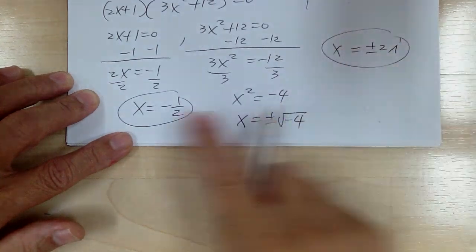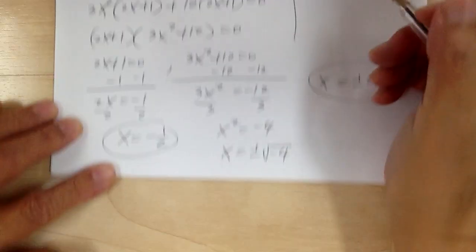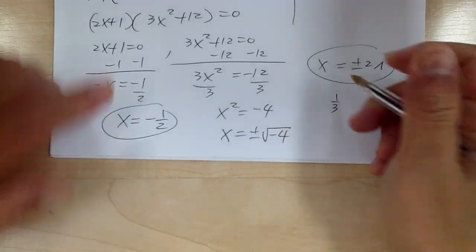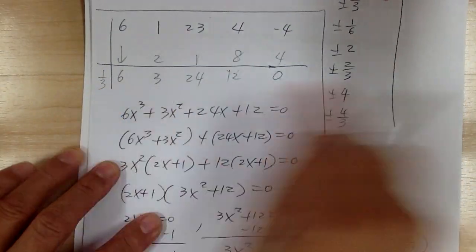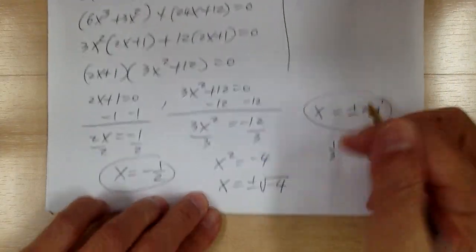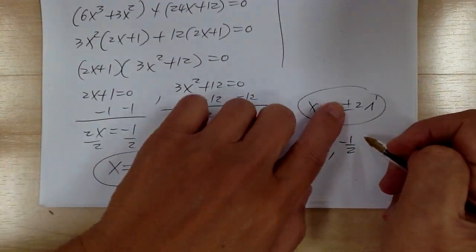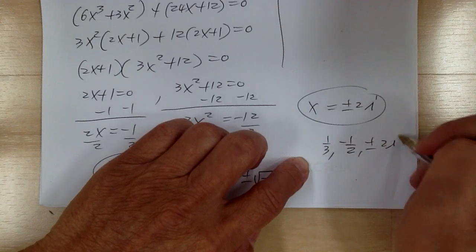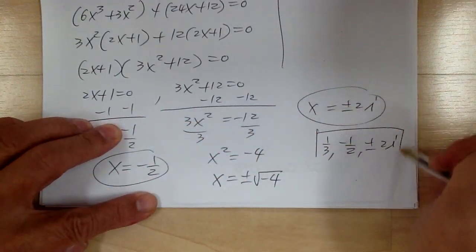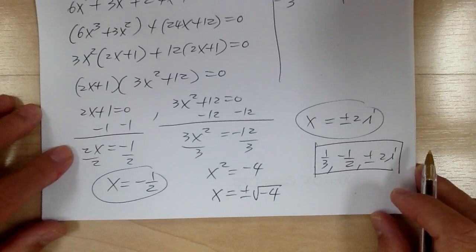Okay, so now I've got everything. My final answer would be 1/3 from here, negative 1/2 from here, and plus or minus 2i from here. So these are my final answers.